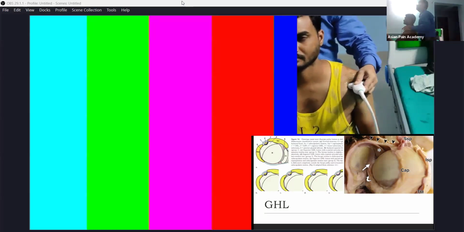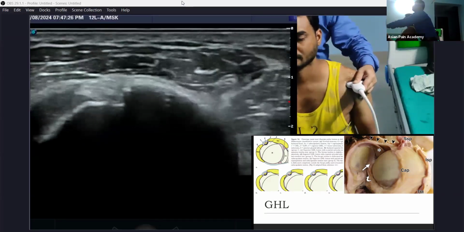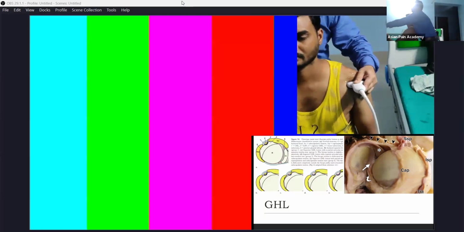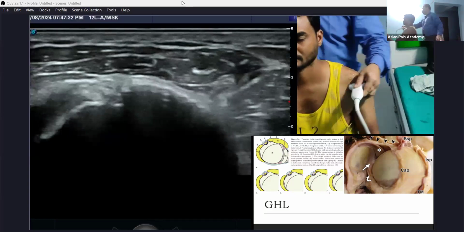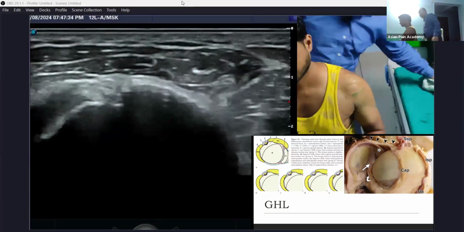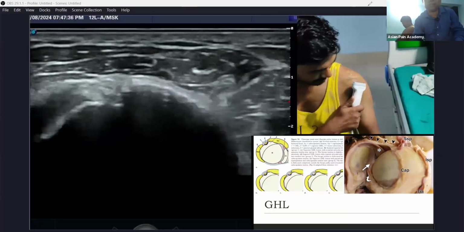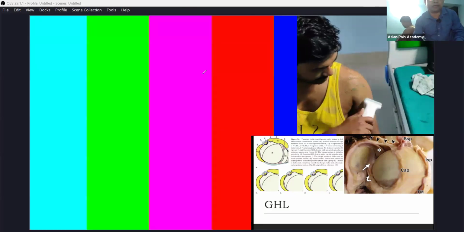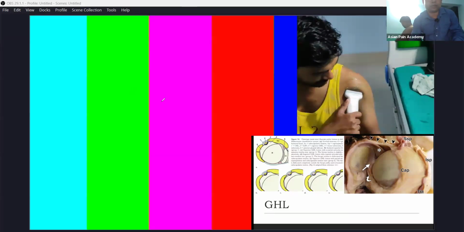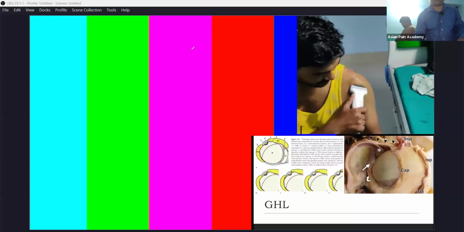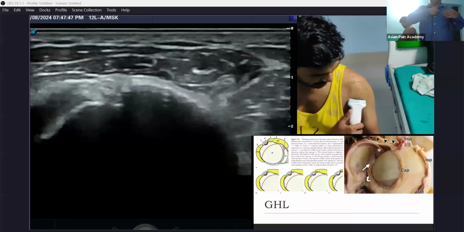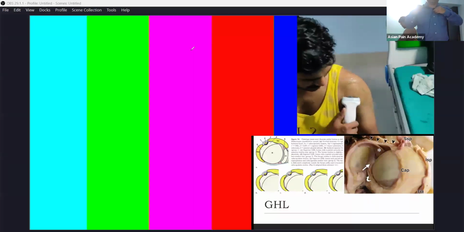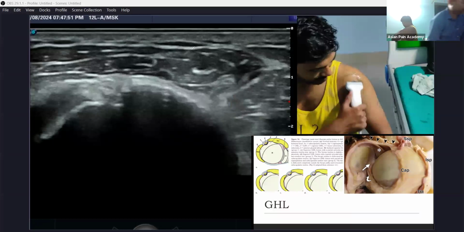Actually, for seeing these ligaments, you need a very high frequency probe machine. But that we will show the next day. We can show more in a better way with the high frequency machine. This picture is causing too many issues, just a minute, I'm changing this one also.